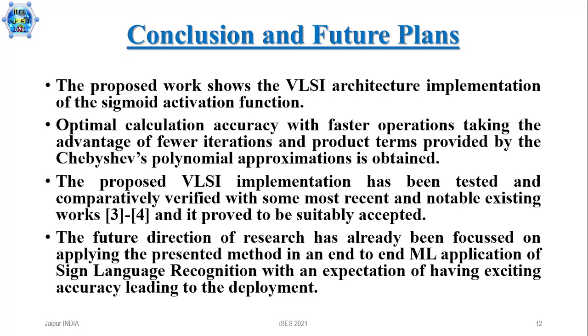Conclusion and future plans. The proposed work shows the VLSI architecture implementation of the sigmoid activation function, with optimal calculation accuracy and faster operations, taking advantage of fewer iterations and product terms provided by the Chebyshev's polynomial approximations. The proposed VLSI implementation has been tested and comparatively verified with some recent and notable existing works, and it proved to be suitably accepted.